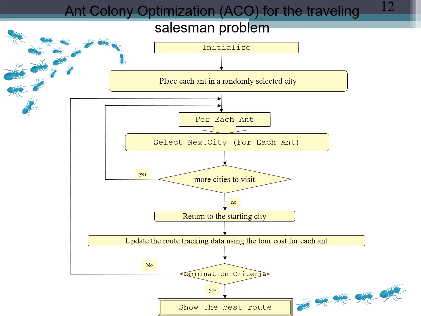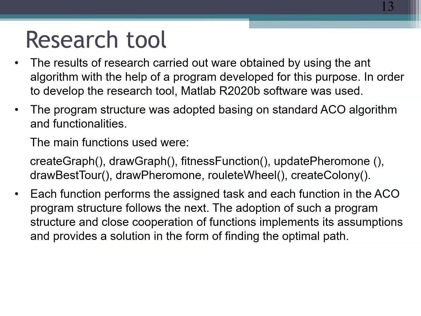If the termination criteria are met, such as the number of iterations, number of ants, and so on, then we will finish the algorithm and show the best result, the best route found by the ants. One of the aims of the paper was to better understand the influence of selected parameters and algorithm configurations on the time, quality and accuracy of the obtained solution.